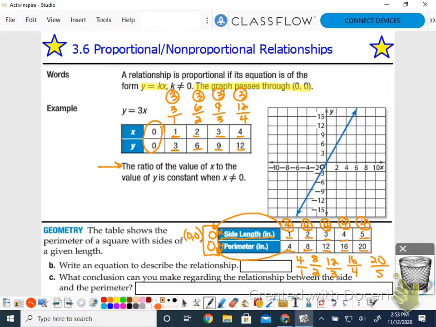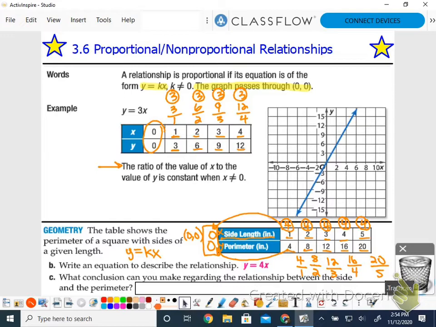So now I can be confident in saying that this is proportional. It's of the form y equals kx. And from the work we did a little bit earlier, we found that the common ratio actually is 4. So y equals 4x. That 4 is your k value. It's your rate of change.